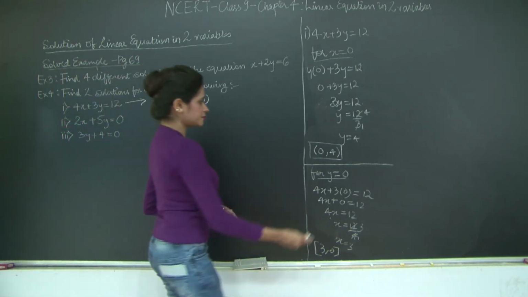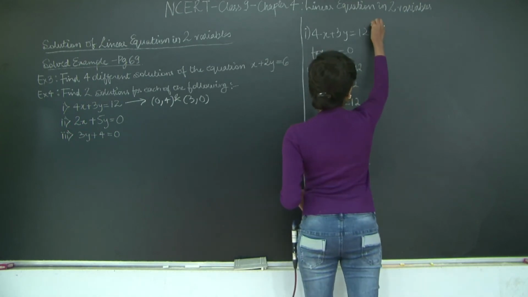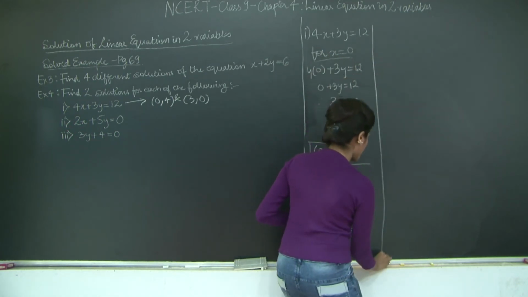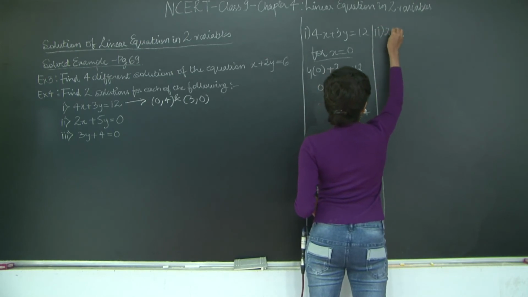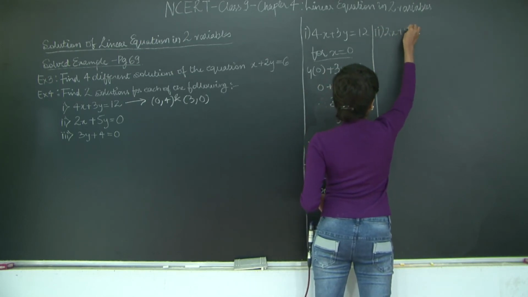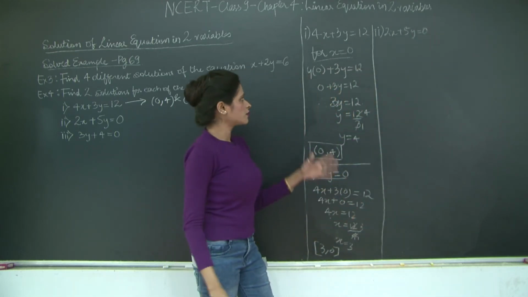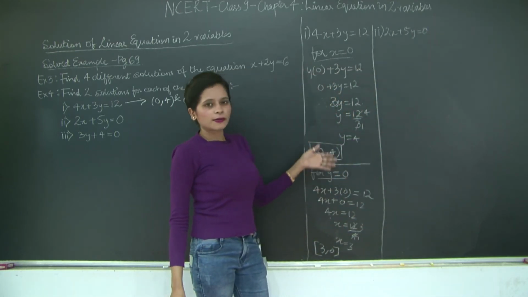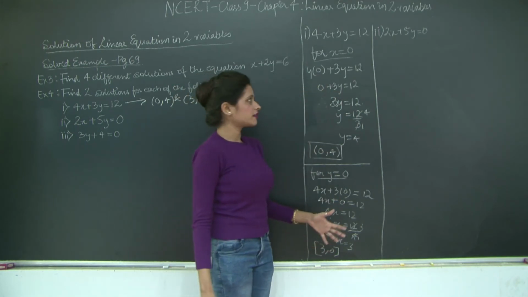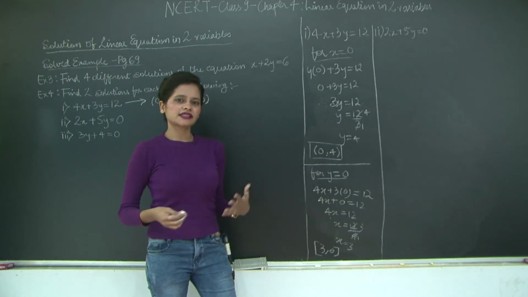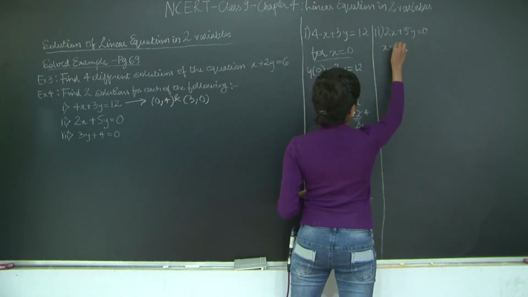Pretty simple. Let's go ahead with the second one. You have 2x plus 5y is equal to 0. So I'll write my question: 2x plus 5y is equal to 0. Again I'm going to do the same thing. Since we already know that by substituting x is equal to 0 and y is equal to 0 we are definitely going to find the variables, but let's try something different. So I'll say for x is equal to 1, what do I get?